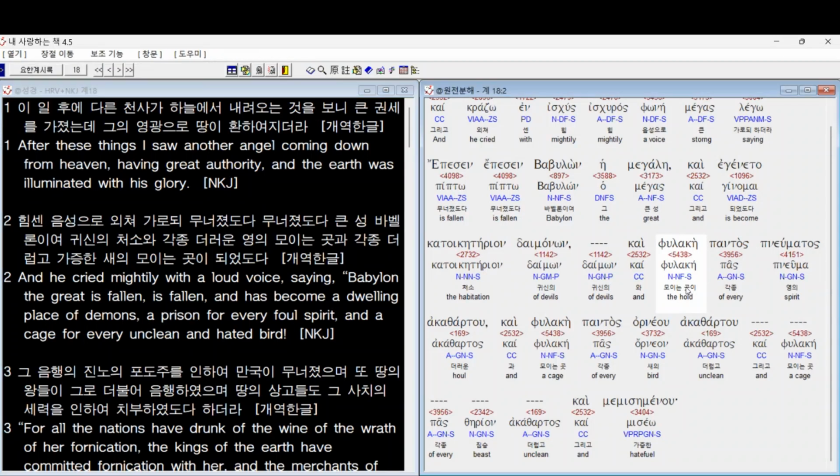It is not the hold, okay? So phulake, pantos, pneumatos, akathartou, which is unclean. Unclean. So every unclean spirit. Prison of every unclean spirit. Where? Babylon. Then what is Babylon? Let's go to the dictionary, 897.